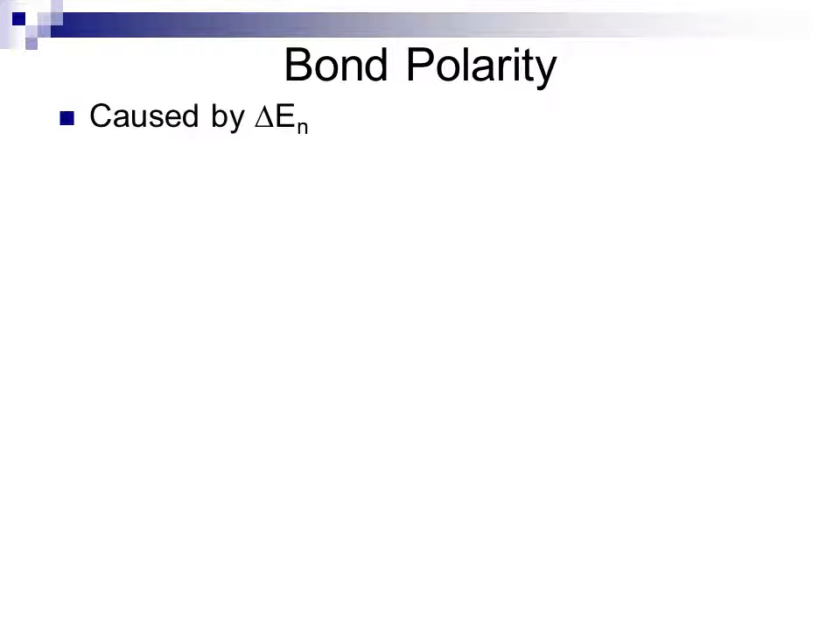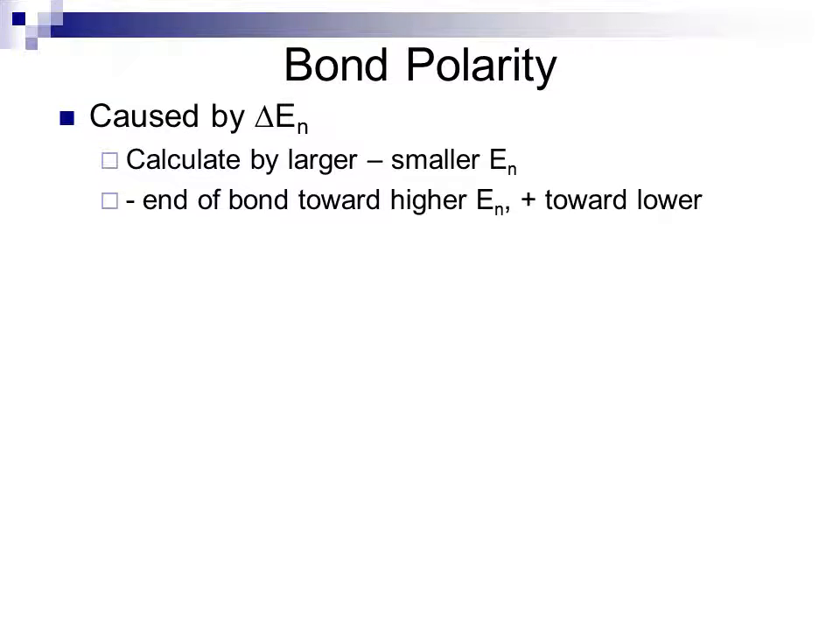Now, bond polarity is caused by differences in electronegativity between the two atoms which make up the chemical bond. We calculate it by taking the larger electronegativity and subtracting the smaller electronegativity. The negative end of the bond will point toward the atom which has the higher electronegativity. The positive end will point towards the atom with the lower electronegativity.